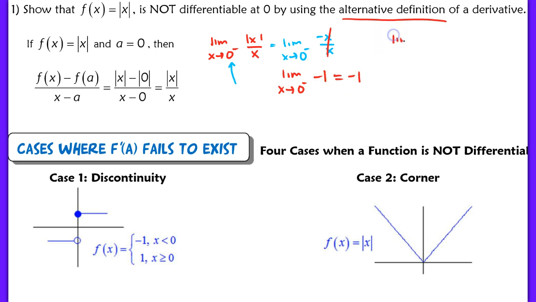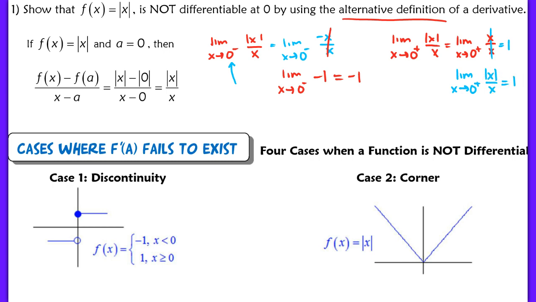Now, let's check the limit as x approaches 0 from the right. As x approaches from the right of 0, since the absolute value says if it's positive, keep it the same, we just take the limit as x approaches 0 from the right of x over x. In this case, these do cancel as well, and we're left with 1. So the limit as x approaches 0 from the right is equal to 1.